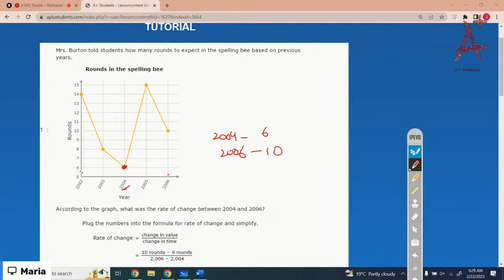So for the rate of change you have to calculate the change in y divided by the change in x. Got it? Change in rounds divided by change in time. It would always be change in y divided by change in x. This is the y-axis with the y values and this is the x. So you have to do rounds. 10 rounds in 2006 and in 2004 they are 6. So 10 minus 6 divided by 2006 minus 2004. Got it? 10 minus 6 is 4 and 4 over 2 equals 2. That means the rate of change is 2.